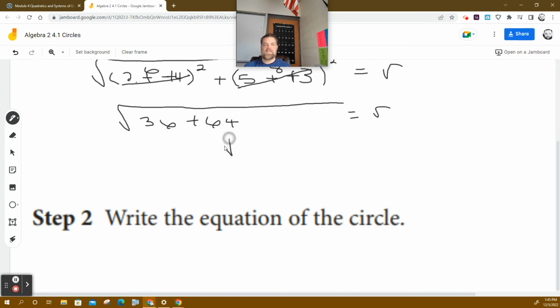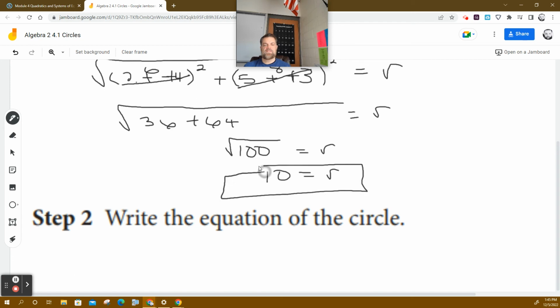Then 36 plus 64, isn't that 100? Is that 100? Yeah? Equals r. So what's 100? 10. The square root of 100 is 10. So the radius is 10. That was pretty easy, right?